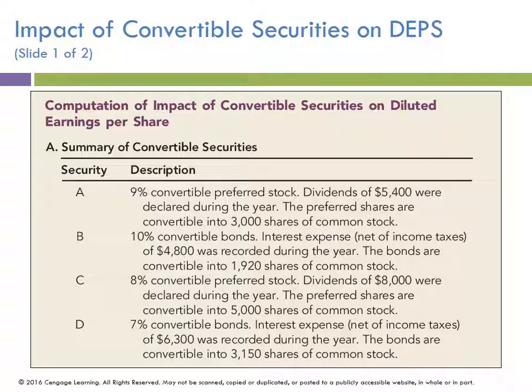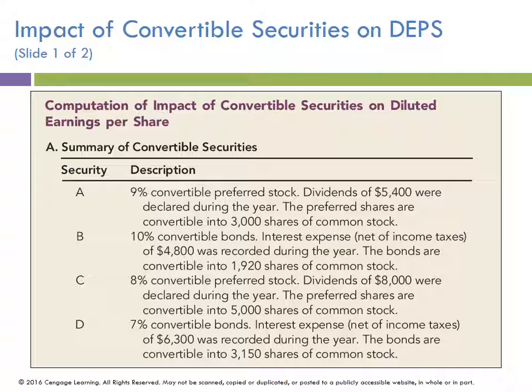Here's an example. Security A, 9% convertible preferred stock. Dividends of $5,400 were declared during the year. The preferred shares are convertible into 3,000 shares of common stock. The next security this company has, 10% bonds. Interest expense of $4,800 was recorded during the year. So it was deducted to get to our net income.